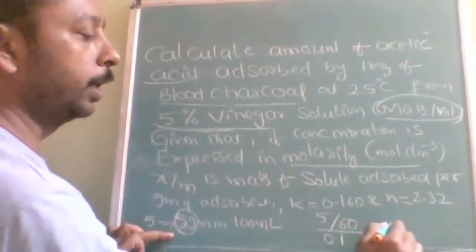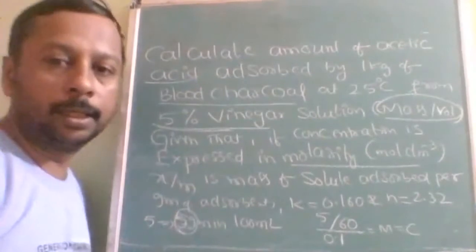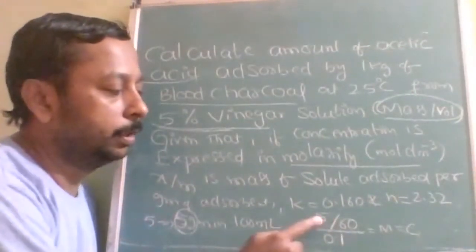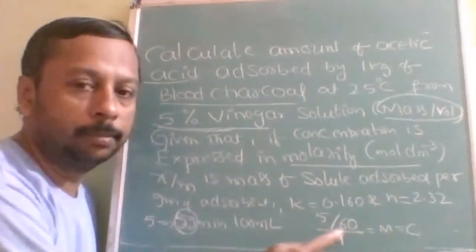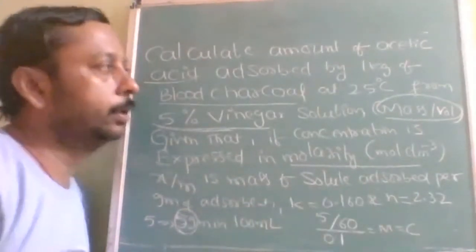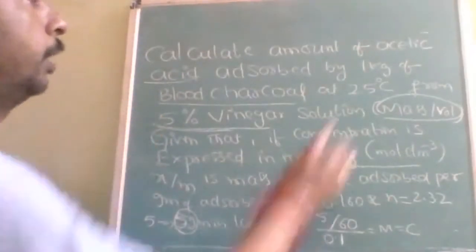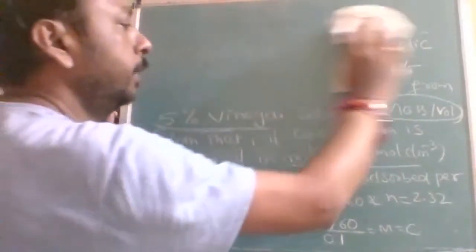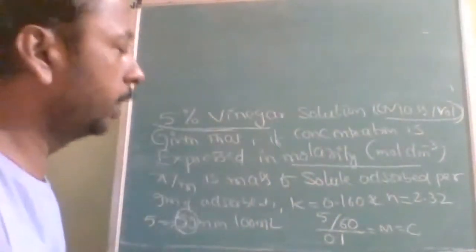You will get the molarity, which is C. What is that? That is C. Is this understood? Concentration is equal to mass upon molecular mass divided by volume. You will get molarity. Then you will get C. Okay. So we want to find out for 1 kg. I am erasing this all. This is not required as of now.